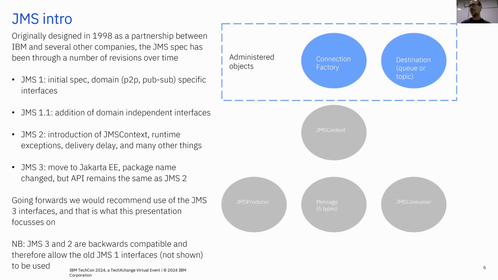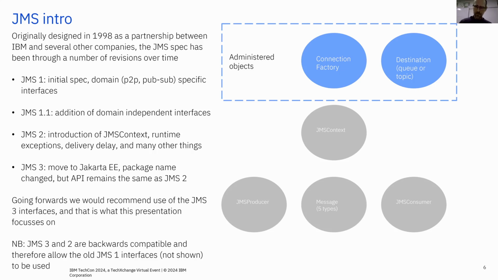So a connection factory represents how you connect to a queue manager. And then the destinations, which can either be a queue or a topic, represent configuration about that queue, so a queue name or a topic string or something like that. And once you've got those administered objects, you can then create the JMS context and the other Java objects from them.